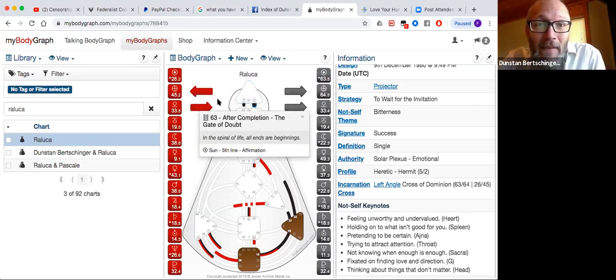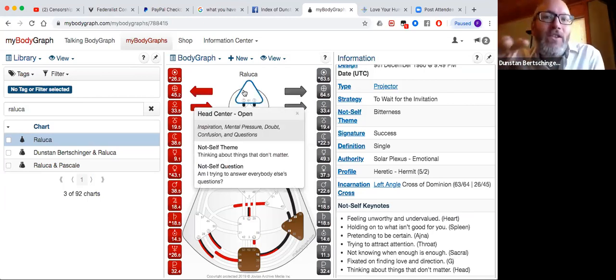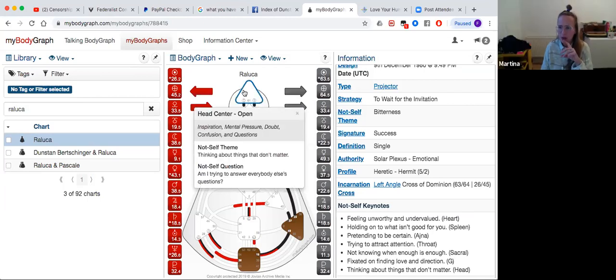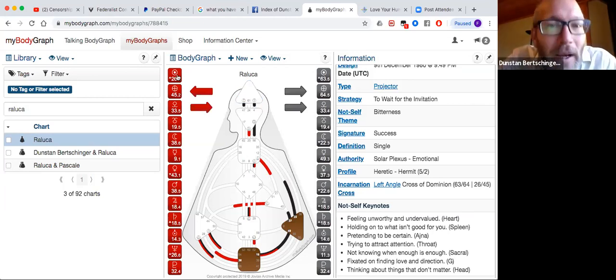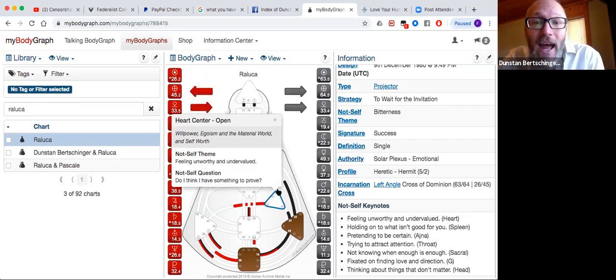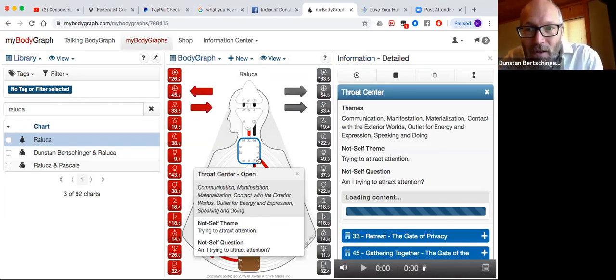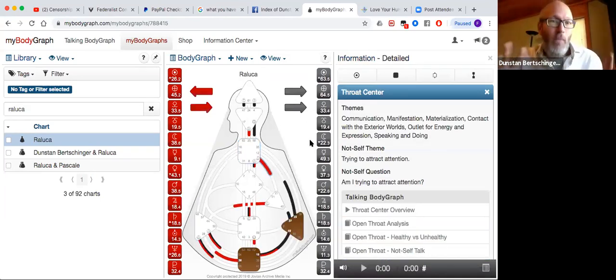And then if we look at the 20, the energy doesn't really have anywhere to go when she's on her own. Yeah, I know what you mean. And then she's got the 26 and the 45. The 26 is the gate of the egoist, and the 45 is the king up here. So Raluca has the opposite. All 4 of her incarnation cross gates are hanging gates, whereas all 4 of yours are in channels that can flow and move.